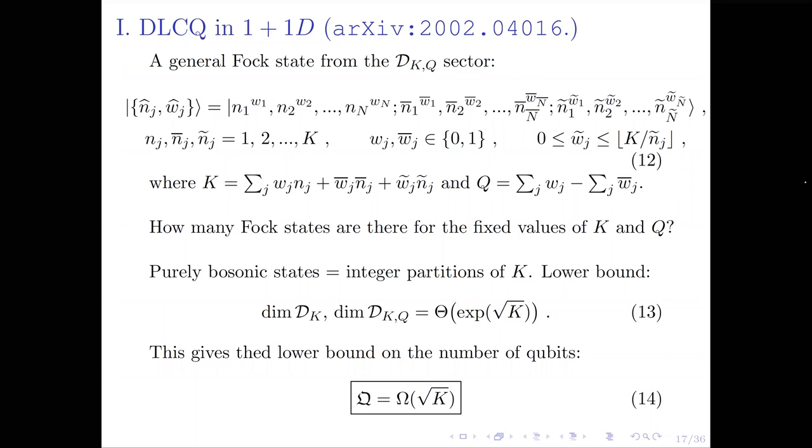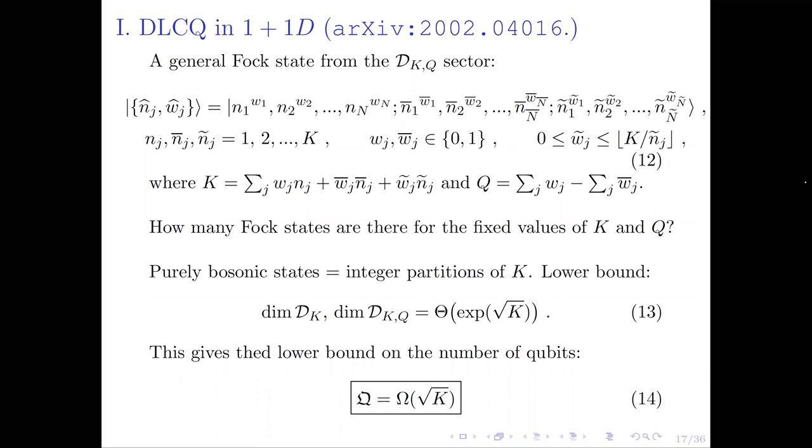Now, I would like to ask a question. How many Fock states do we have for the fixed value of momentum and charge? And I'll tell you right away that this question is important because this will set a lower bound on the number of qubits needed. It is, in fact, very easy to make this calculation because the asymptotic is given by the purely bosonic configuration. So if you forget for a second about fermions and imagine we have just a bosonic theory, then every Fock state is just an integer partition of K, the harmonic resolution. And the number of integer partitions of a number scales as exponent of the square root of this number, exponent of root K.